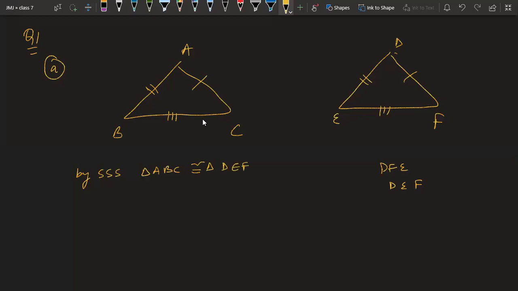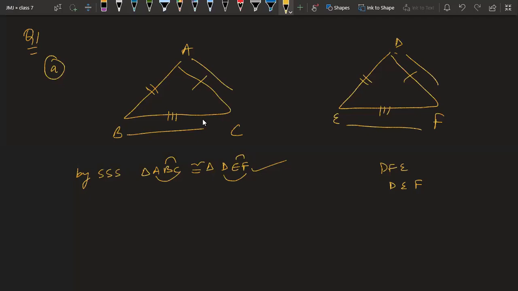Let us check now. AC should come equal to DF. AC is first and third, DF is first and third. Correct. BC should come equal to EF. BC, EF. Correct. So if two measurements are verified in your name, it is correct. You have to verify at least two measurements. Okay. So this is the correct name.